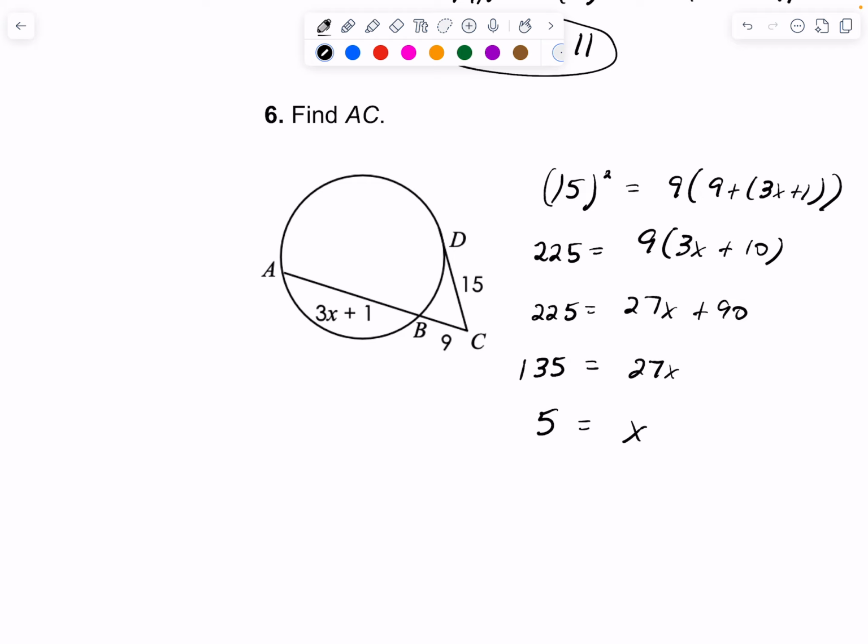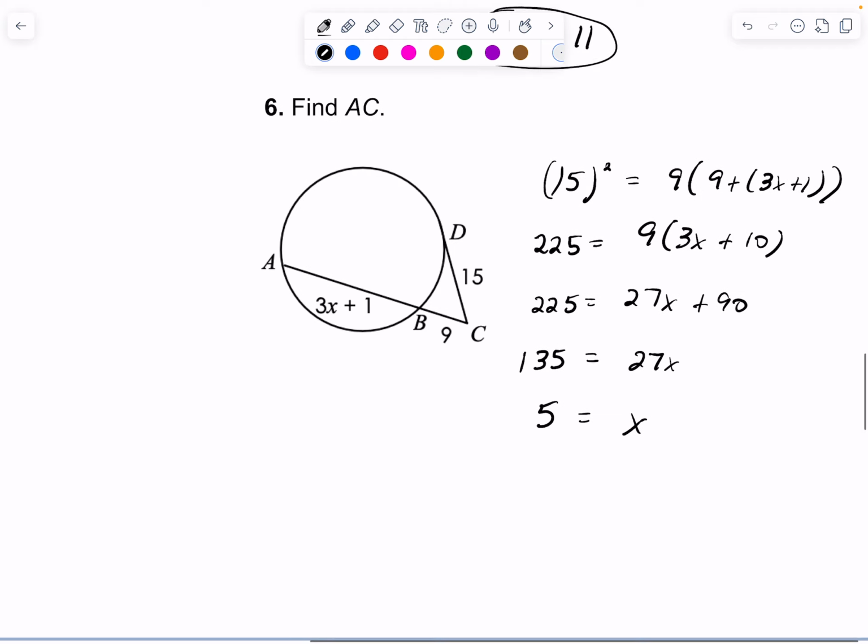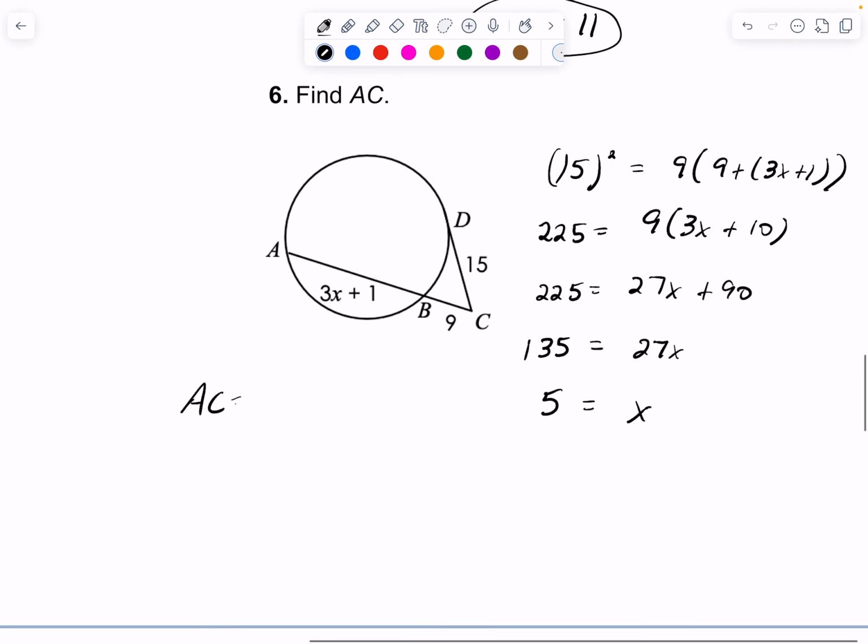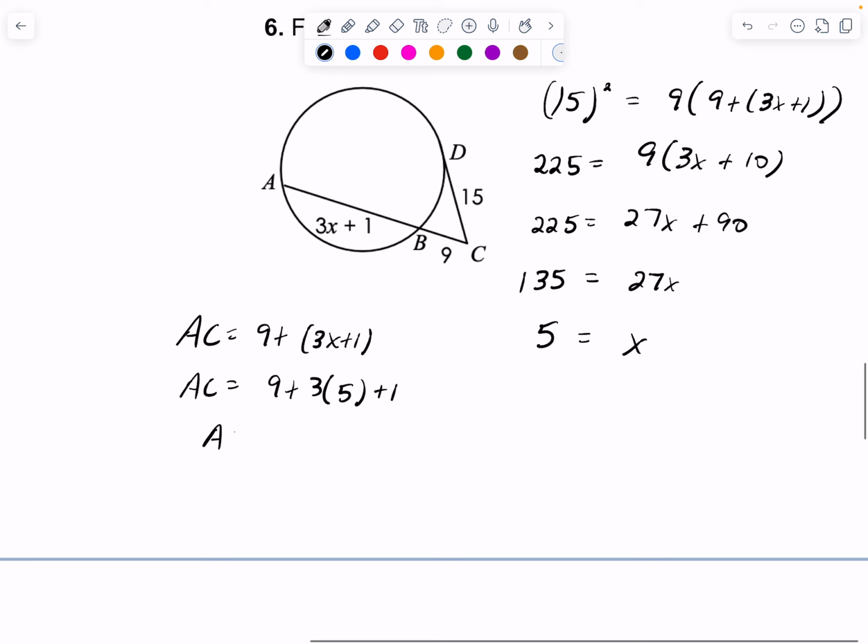Confirm. 30 times 5 would be 150. Take away 15 gives me 135. Awesome, perfect. So x is 5. Now, not done. I need to find AC, right? AC, this whole thing, is equal to 9 plus 3x plus 1. So plugging in, you get 9 plus 3 times 5 plus 1. And that's going to be AC equals 9 plus 15 plus 1, which is equal to 25. So AC is 25 units.